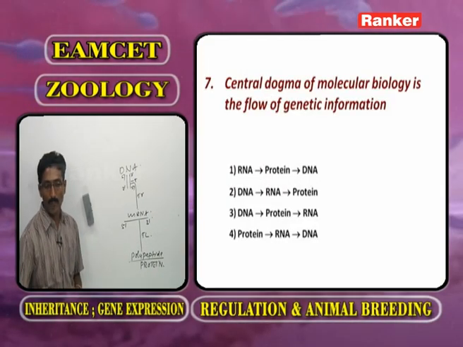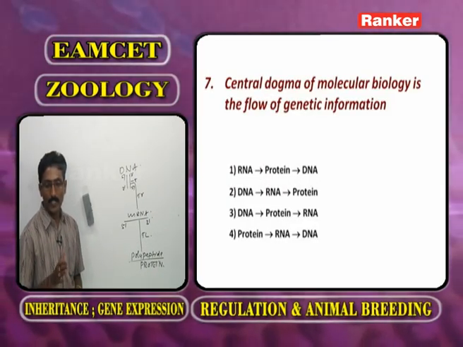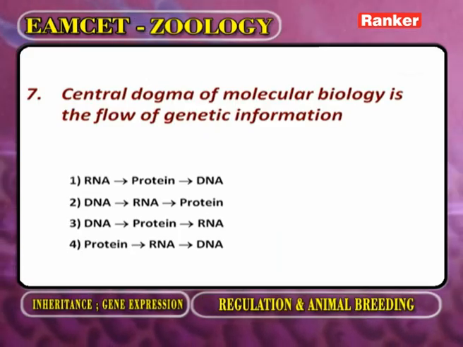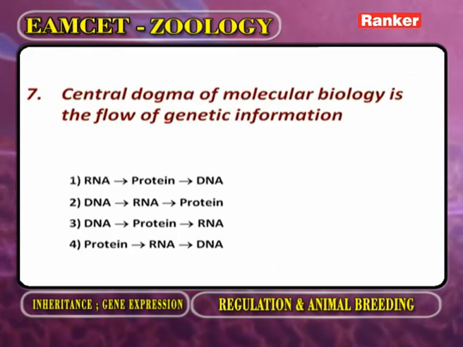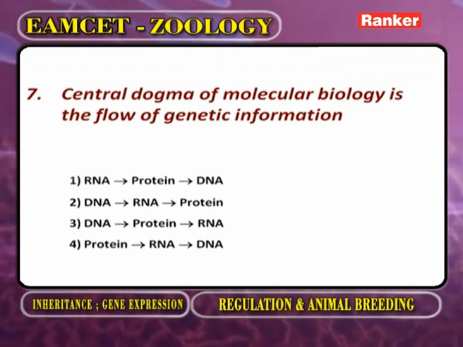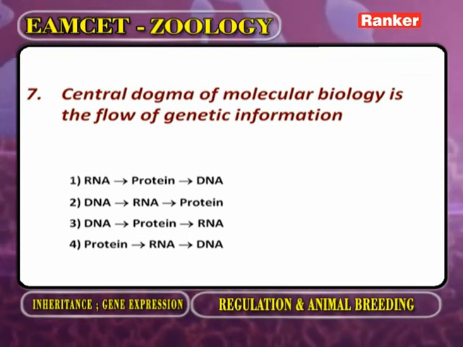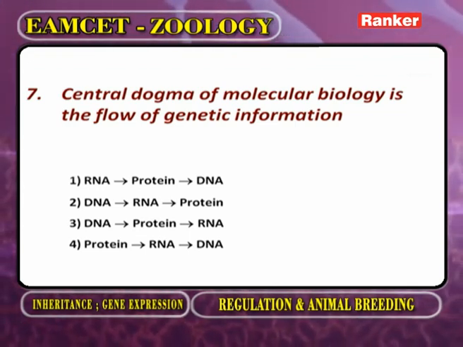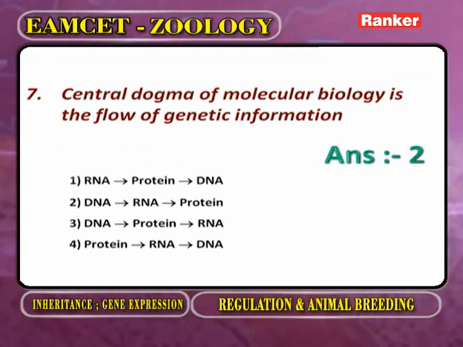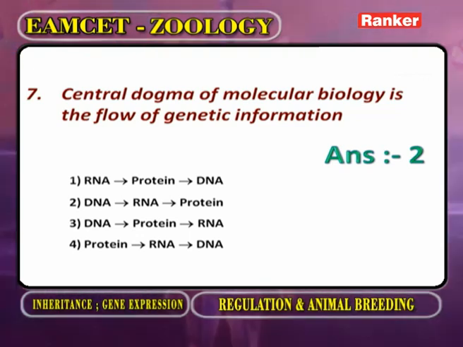Now here you have to observe, what is the central dogma? DNA gives rise to mRNA, that gives rise to the protein. Now the correct answer is DNA, RNA, here mRNA, and protein. The next one.